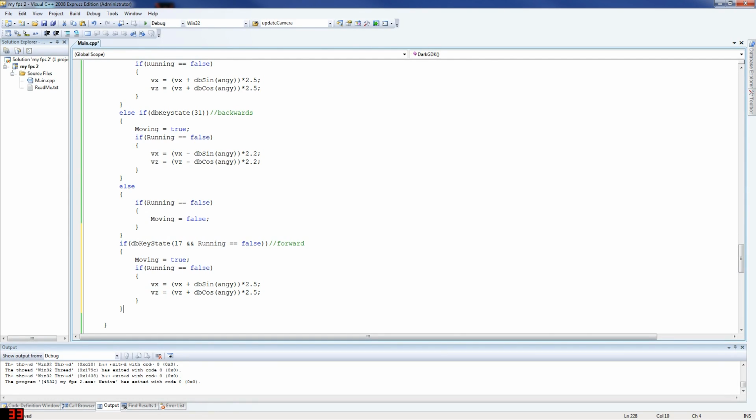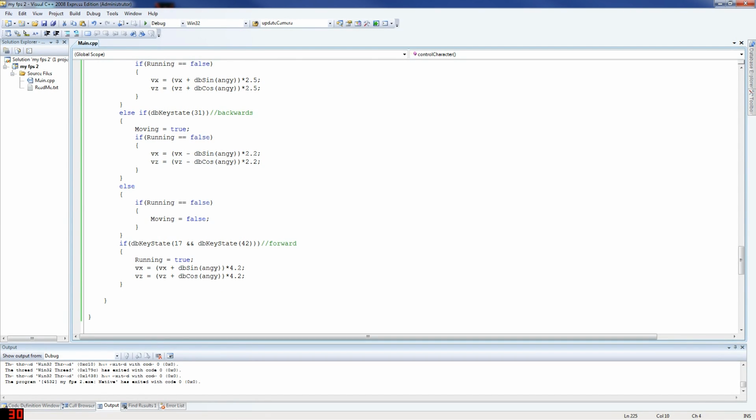If DB key state 17 and right key DB key state 42. Now 42 is shift, guys, just letting you know that. So if shift and forward are being pressed, then what you want to do is you define running as true. Okay, so get rid of that. Define running as true, and you want to move him forward at quite a speed. So you want to go to something like 4.2, a fair bit faster than what he usually goes at, which is 2.5.